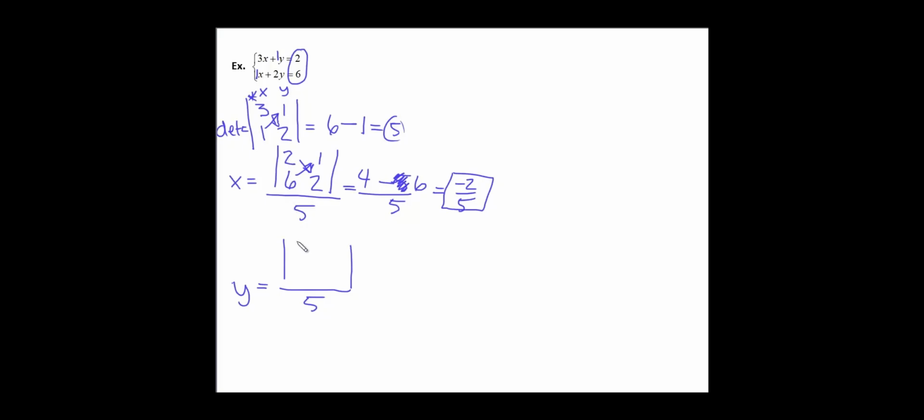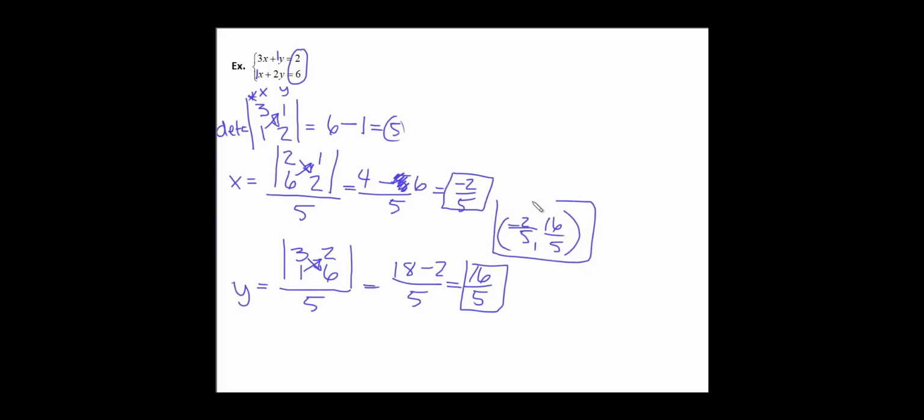When I'm solving for y, we keep the original x column, so 3 and 1 stay the same, but our y's are going to get replaced with 2 and 6. So I'm multiplying here. 3 times 6 is 18, minus 1 times 2 is 2, and we end up getting 16 over 5. And there's my y-coordinate. So the solution to this system, which had some fractions, negative 2 fifths and positive 16 fifths, is our solution. That's my x, that's my y. And Cramer's is nice to deal with fractions too, because you'll never see a fraction until the very end here.